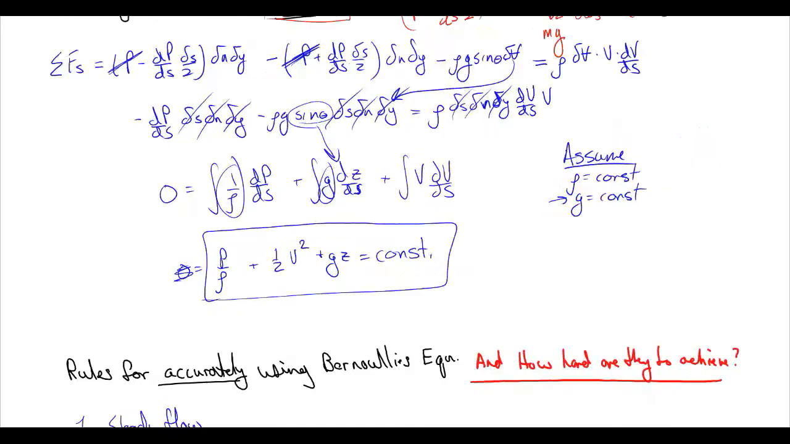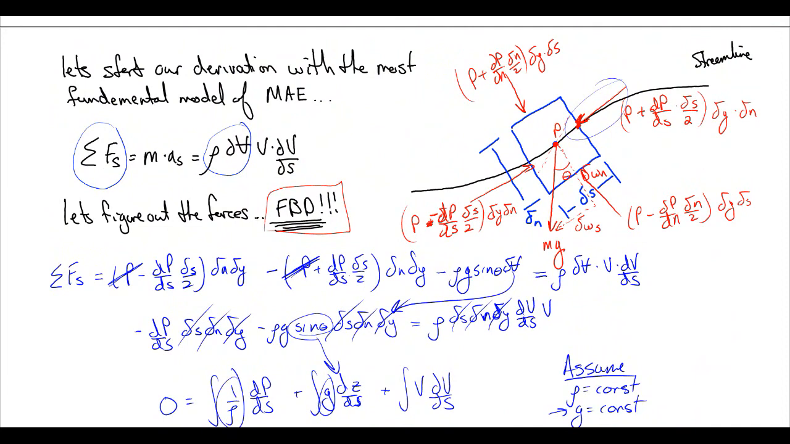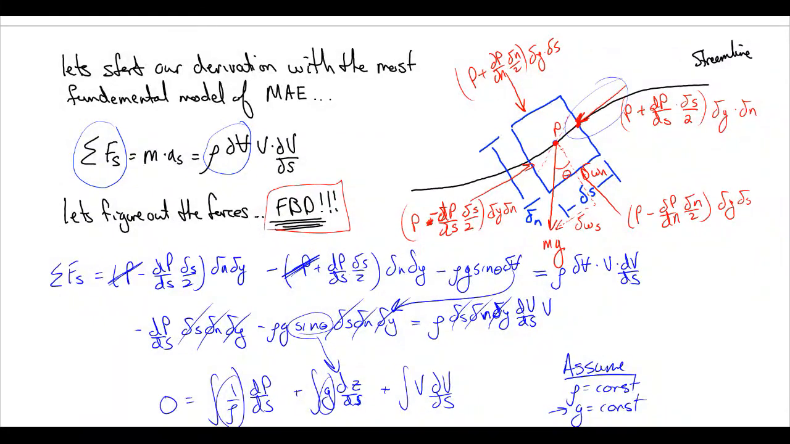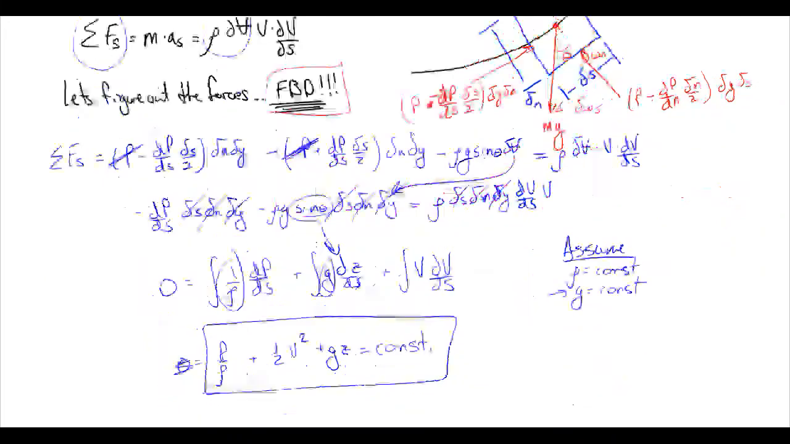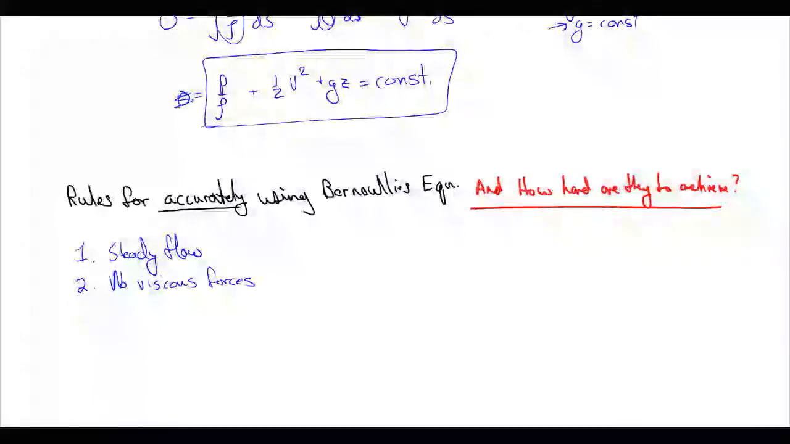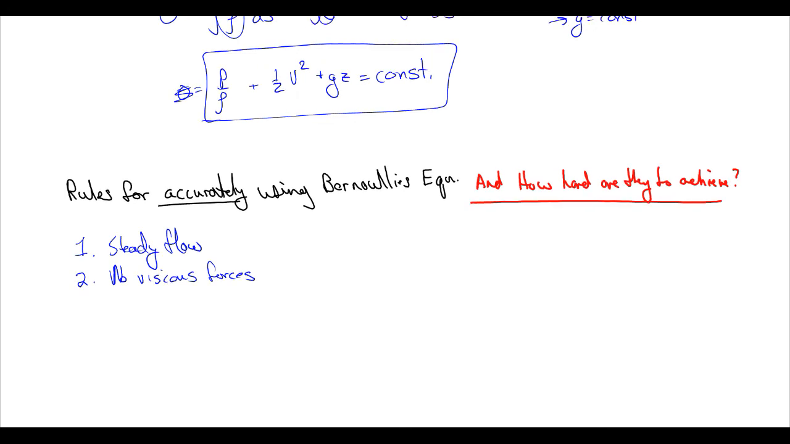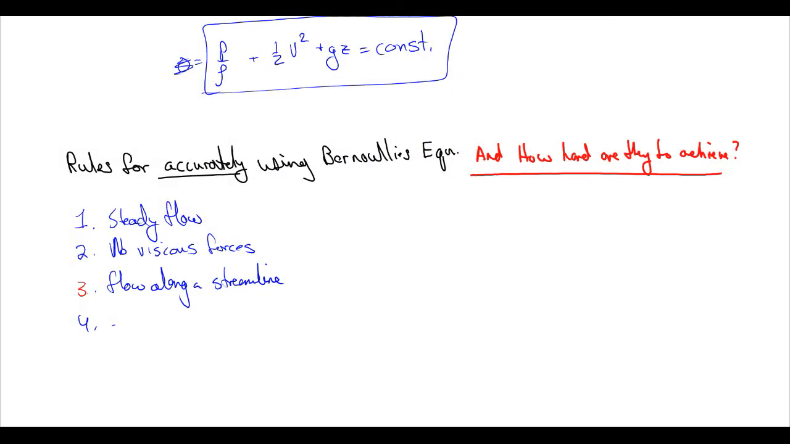2, no viscous forces. If you look up here on our free body diagram, all we included was pressure and weight. If we had viscous forces, we would have shear stresses along these sides here, right, acting in this direction on our body. We will add those in eventually when we get to the Navier-Stokes equation, but for now we're ignoring viscous forces. So we have an inviscid fluid. And 3, we need flow along a streamline. And 4, density is equal to a constant.